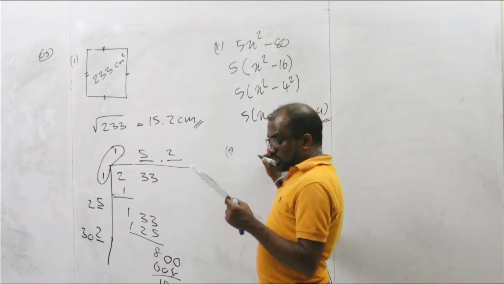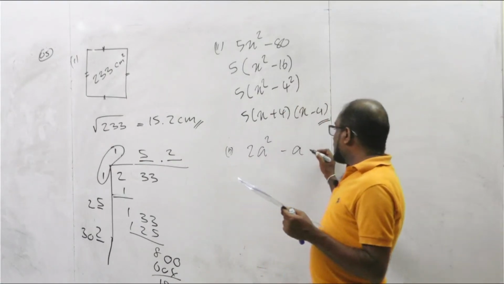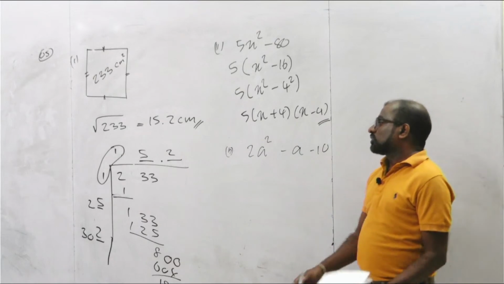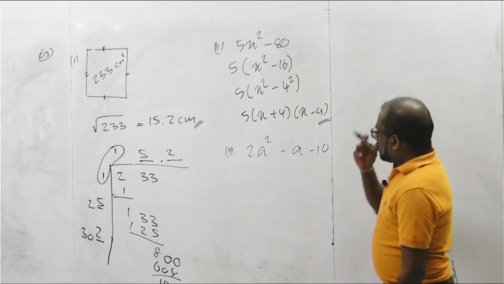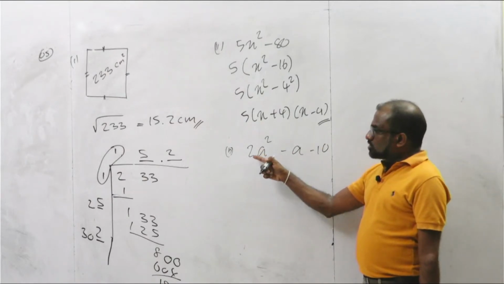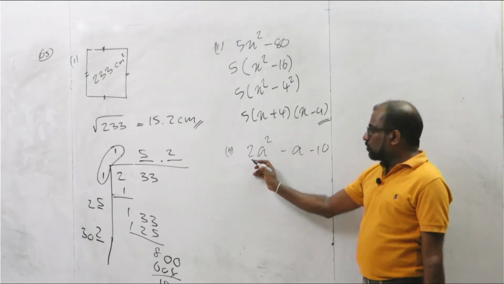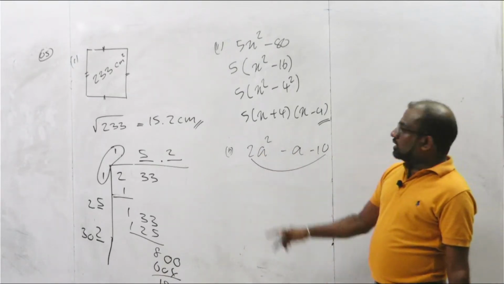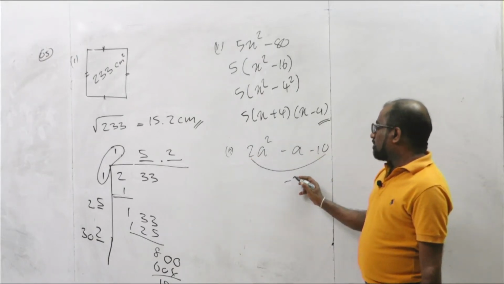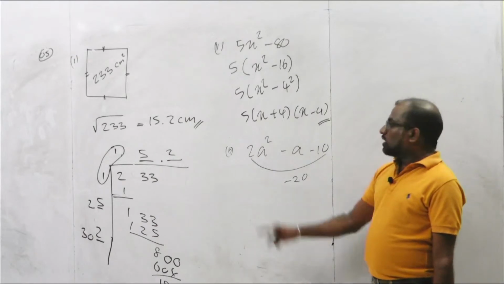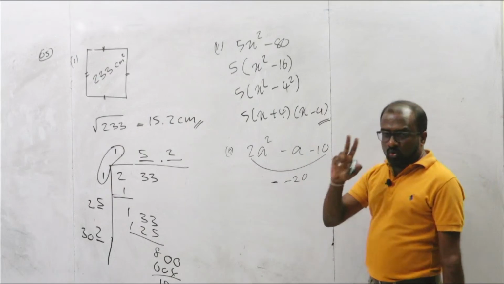The next one is a trinomial quadratic expression, 2a squared minus a minus 10. The coefficient of the square term is 2. Therefore, you have to multiply the coefficient and the constant term. 2 into minus 10 is minus 20. That means you have to find two numbers.